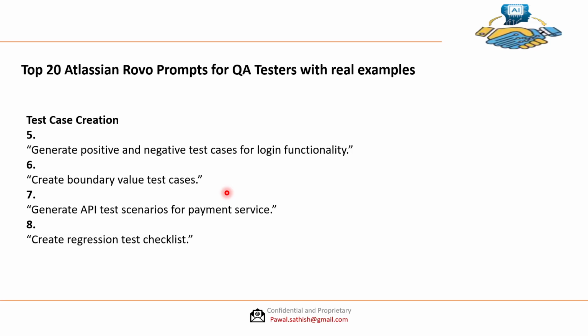And in the same way, if you want to work on API test scenarios for any particular service, we'll give the prompt: generate API test scenarios for payment service. It will give the output in Rovo. Rovo is also helpful to create a regression test checklist. So this way we'll utilize Rovo in test case creation.